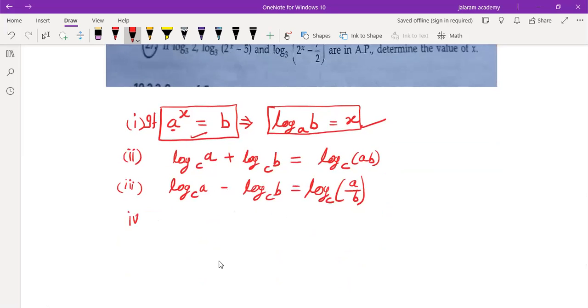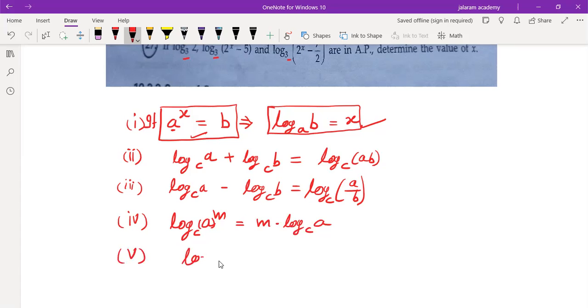Fourth property of logarithm, log a to the power m, and the base is still c. Mostly when no base is there, we use 10 or e as the base. Log a to the power m base c. In this question which you have asked, the base is 3. Log a to the power m base c equals m goes to the coefficient. M becomes the coefficient: m log a to the base c.